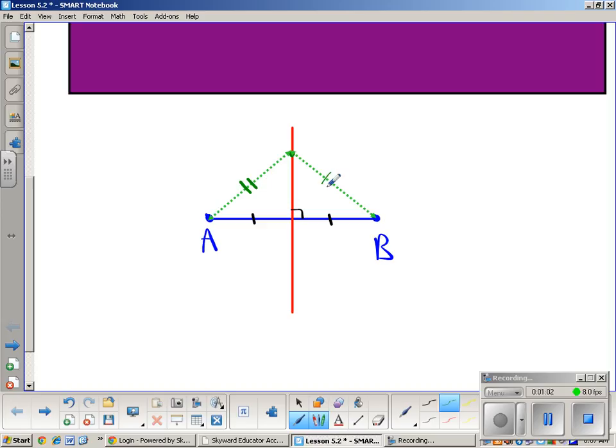Okay? And the theorem is saying it doesn't matter where you pick that point. I could pick this point right here. So this distance from here to there is equal to the distance from there to there. Okay? No matter where the point is, if it's on the perpendicular bisector of a segment, then it's going to be equidistant from the endpoints of the segment.